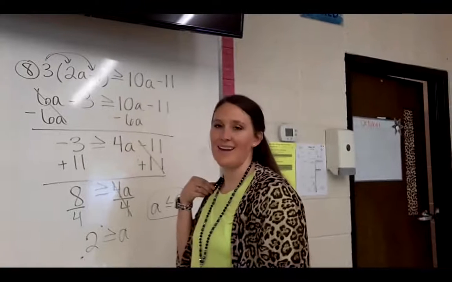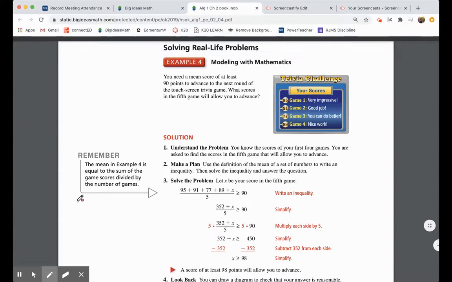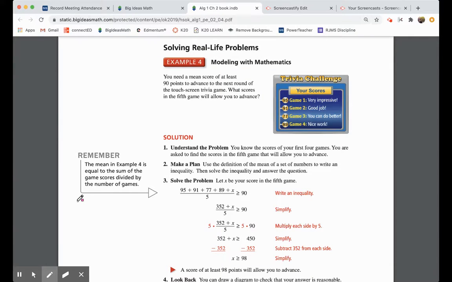Okay, let's look at example 4 now. Okay, next we got our handy dandy word problem. So on this one, it says you need a mean score of at least 90 points to advance to the next round of the touchscreen trivia game. What scores in the 5th game will allow you to advance?